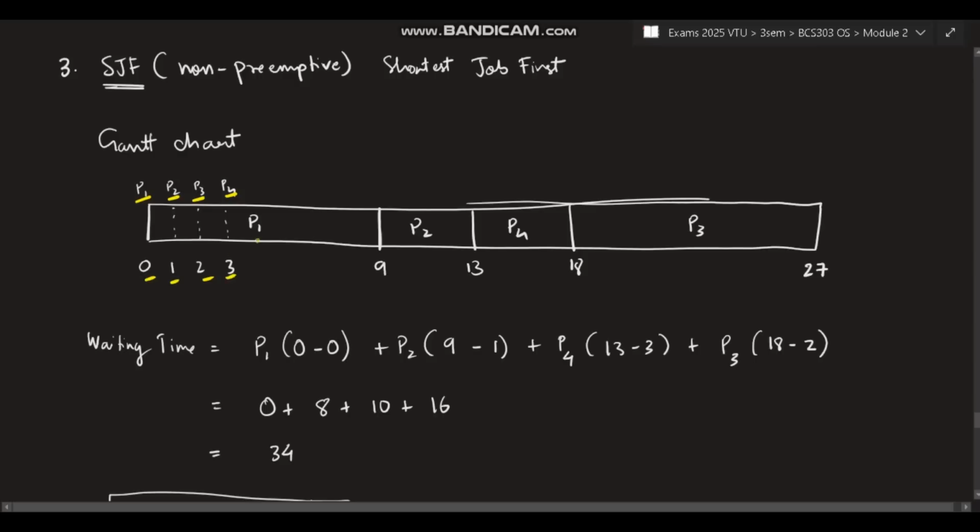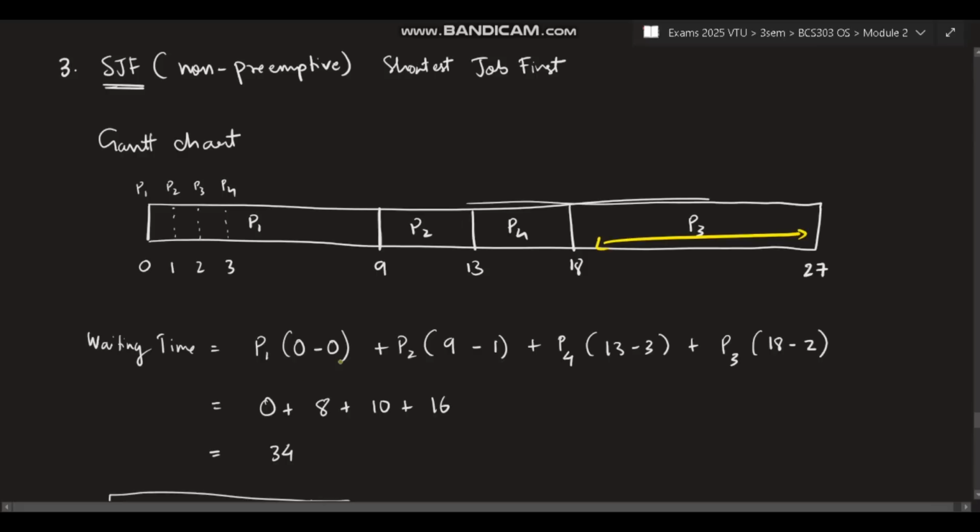Now P1 came, there was no other process, so it started executing and completed at 9. Next a comparison was made. The shortest process is P2 with 4 seconds, so P2 will execute. Then at 13, P4 will execute, then at 18, P3 will be executed. Waiting time, everything is same.